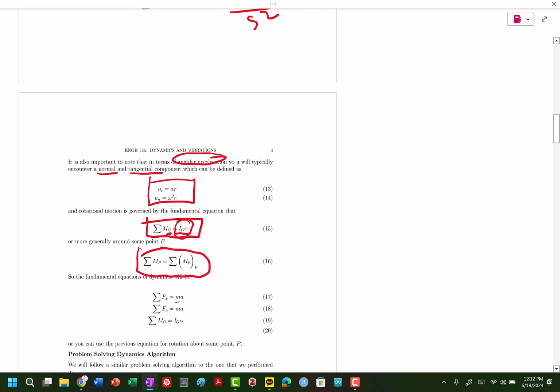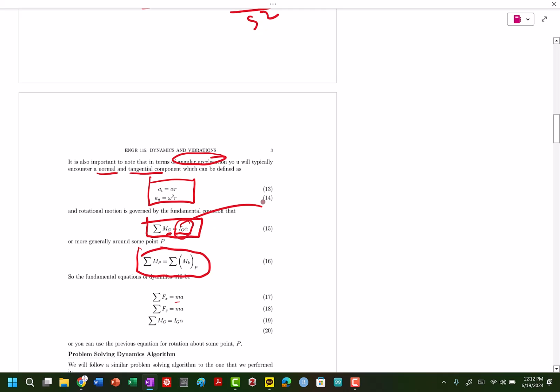But this is the key thing. If our body is undergoing rotation, the sum of our moments at the center of mass of our body, G, will be equal to I_G alpha, excuse me, I_G alpha. So that is really, really critical here. Now, calculating that I_G, the moment of inertia, is going to be left for other classes. So we're going to probably just give you that for our purposes here.